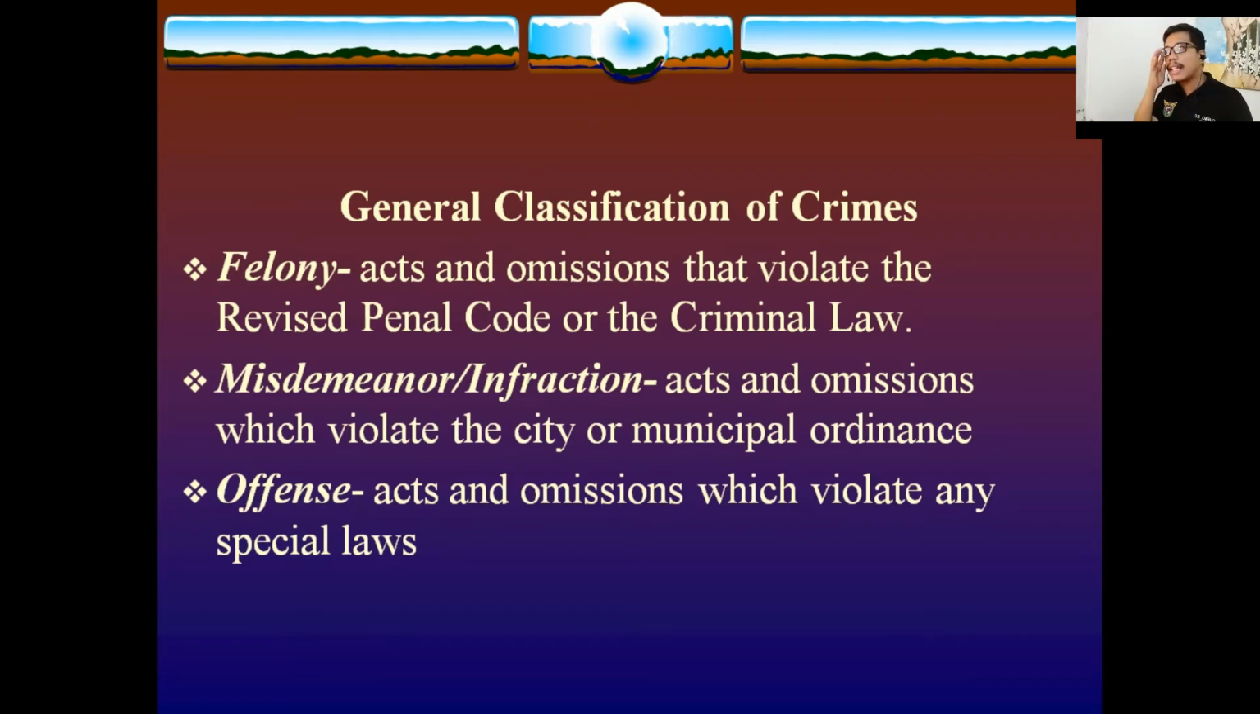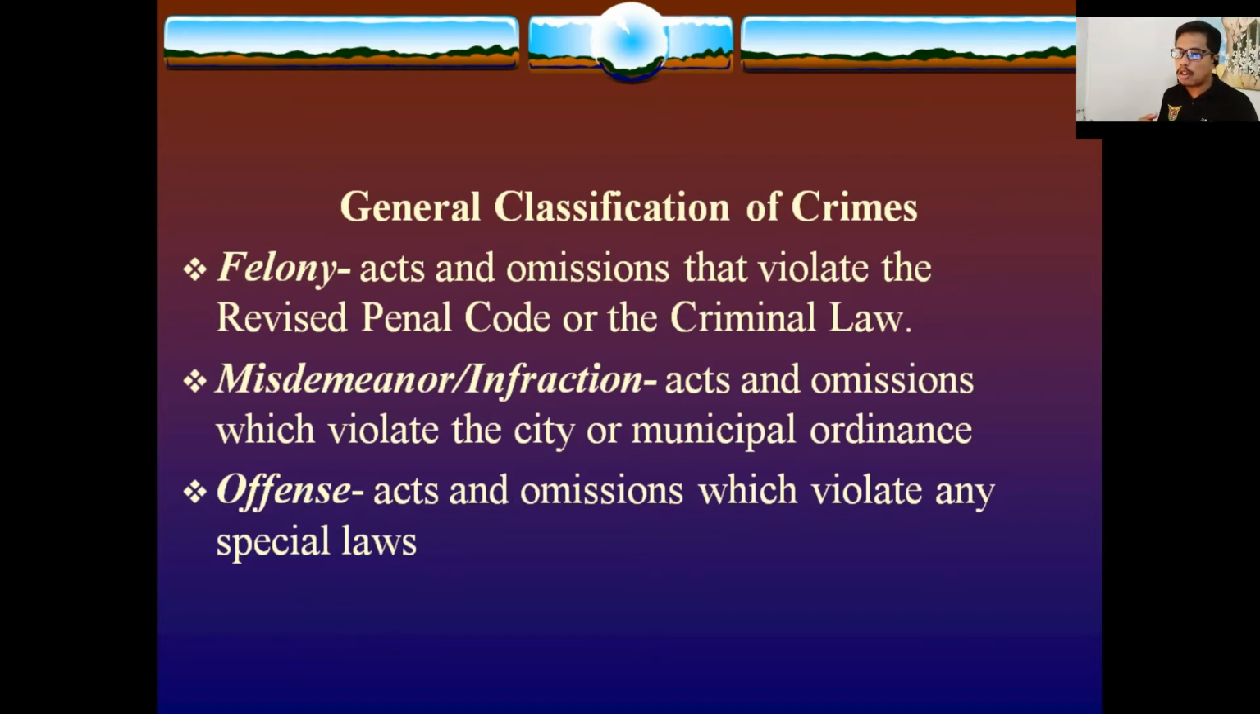So if we take PD 603 or the Child and Youth Welfare Code, and the particular criminal act is in violation of that code or in violation of PD 603, then the crime shall be classified as an offense. Why? Offense in the sense that it violates the provisions of a special law. So that's the difference between felony, misdemeanor, and offense.